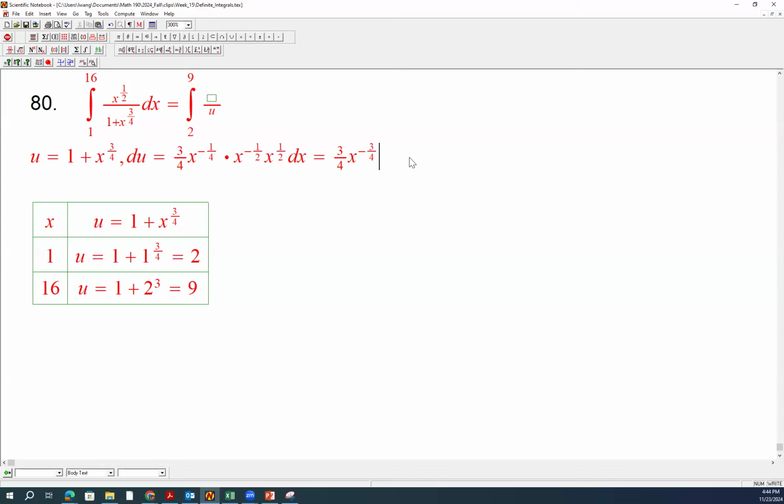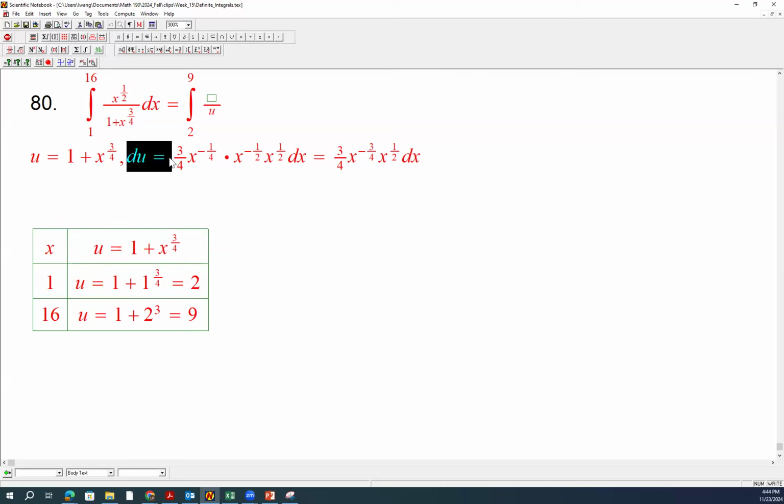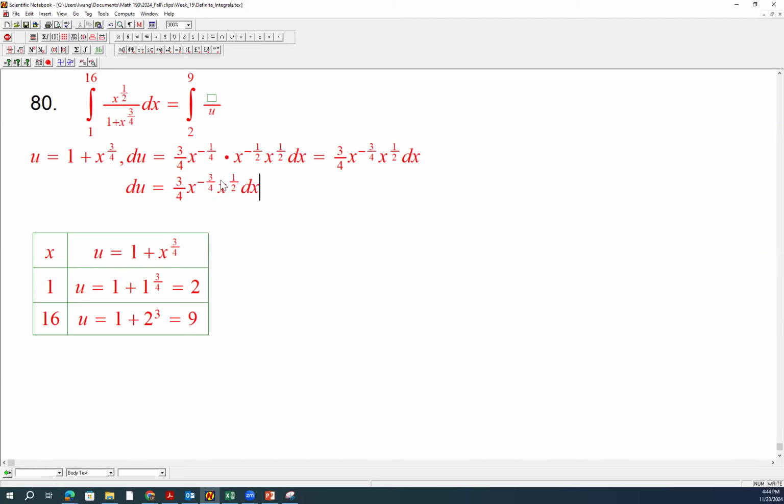And now x raised to the power half dx, we keep it. Okay? So what are we getting now? We get a du equal to that part. This one is one of the hardest. And then I want to solve for this because I already have it, right? The bottom is substituted. I just need to solve for x raised to the power half dx.